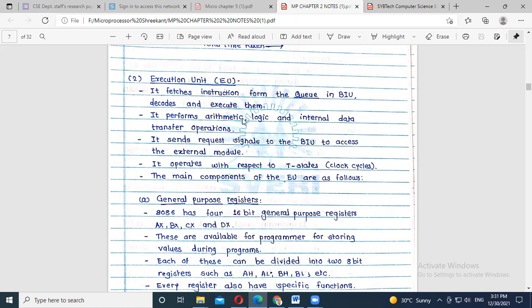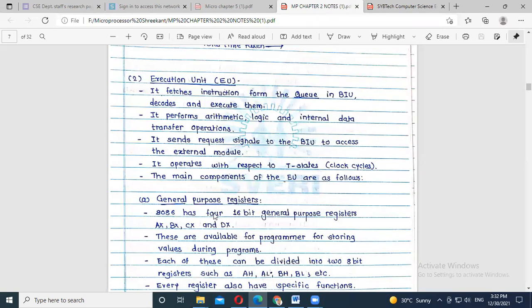What do arithmetic and logic operations mean? Addition, subtraction, multiplication, and division for arithmetic, and AND, OR, NOT, XOR, NAND, NOR for logic. These are the logic gates. These operations are done in the execution unit, and it sends the required signals to the bus interface unit to access external memory. It also operates with respect to T states. T state means it works as per the clock cycles from the clock generator. So the main components of the EU are as follows.